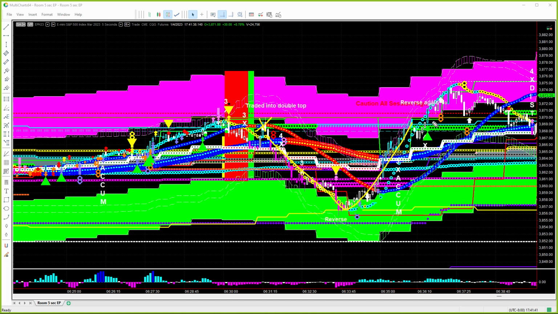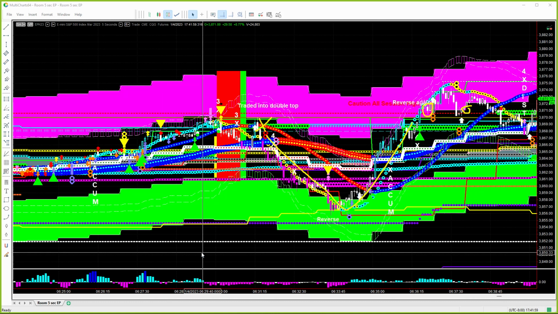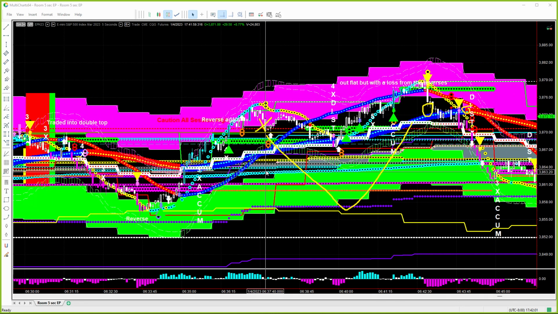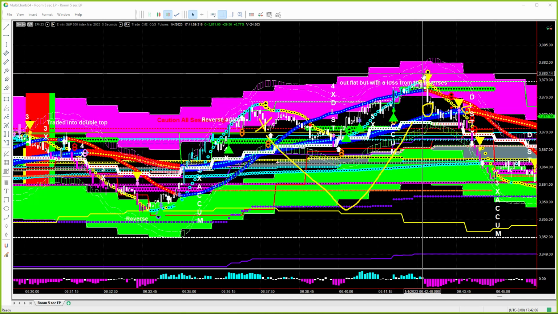So I was short here, kept it all the way through here. So I've got to think about that. Reversed again, and added to it here, and from that particular reverse. Let me move this over. So added to it again and got out here, right?